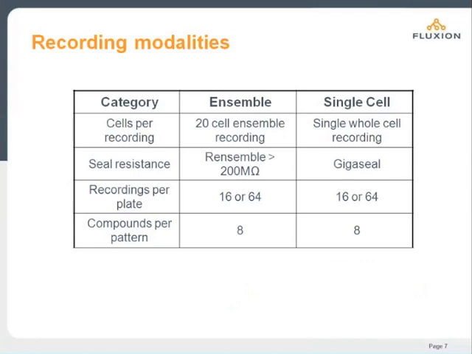We do achieve gigaseal levels with the single cell configuration, but just as with manual patching, not every cell achieves gigaseal. For an IonFlux 16, there are 16 recordings per plate, and for the IonFlux HT, there are 64 recordings. In each case, up to 8 compounds can be tested per experimental pattern, which could be 64 unique compounds on the IonFlux 16 or 256 unique compounds on an IonFlux HT.